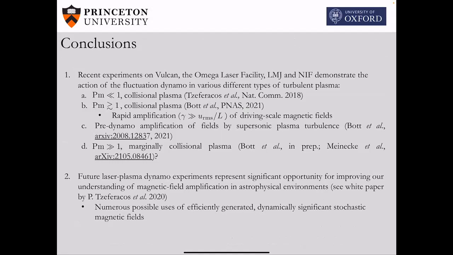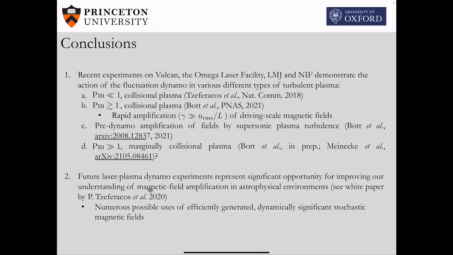But I'd just like to conclude by saying that these recent experiments on Vulcan, the Omega Laser Facility, the LMJ and the National Ignition Facility all have demonstrated the action of the fluctuation dynamo in various different types of turbulent plasma. We've looked at the low Prandtl number regime and the order unity Prandtl number regime, and these are both collisional plasmas, and in that case we saw very rapid amplification of driving scale magnetic fields. We've also looked at this pre-dynamo amplification regime by supersonic plasma turbulence, and then finally this quite interesting regime that is in principle large magnetic Prandtl number, but because we're marginally collisional, we're not quite sure exactly how to interpret this. Nonetheless, it is some type of large Prandtl number marginally collisional dynamo.